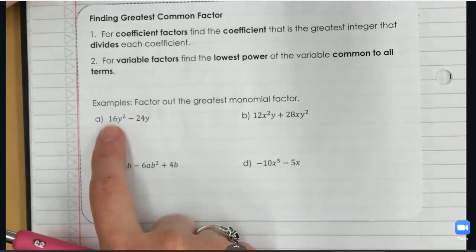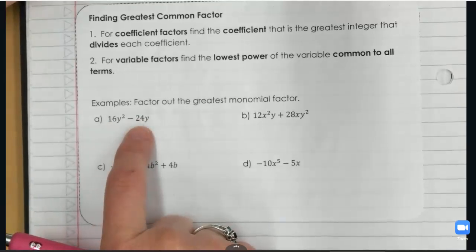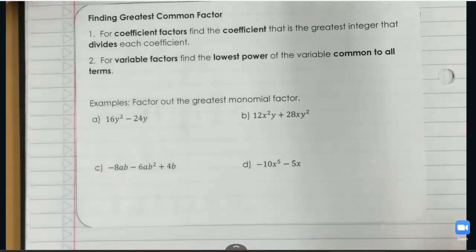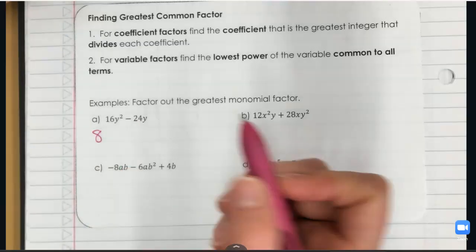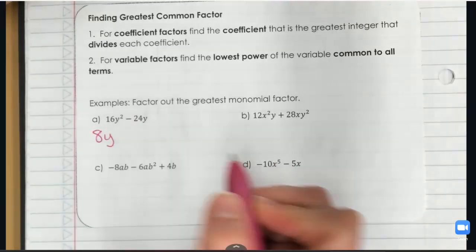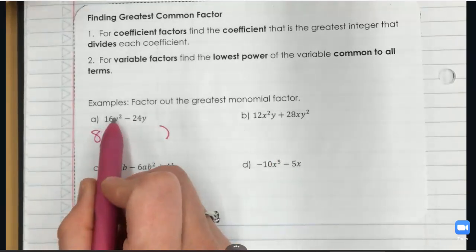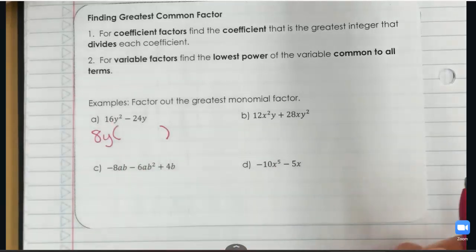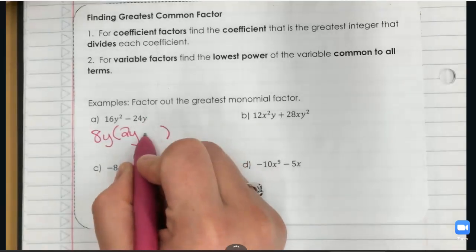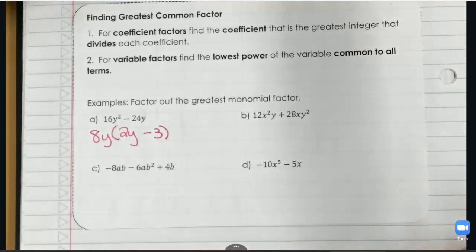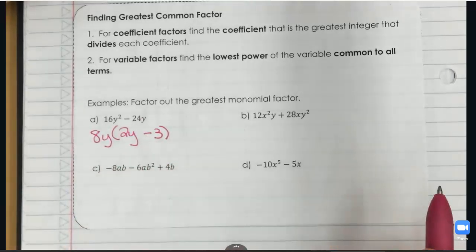Looking at just my coefficients, 16 and 24, I can take out an 8. That is the greatest common factor between 16 and 24. And then between y squared and y, I can take out y to the first power. What I will be left with is, if I were to divide this term by 8y, what is left over? And that would be 2y and then minus 3. And the way you can check to make sure you have factored correctly is if you were to distribute this back out, you should get what you started with.